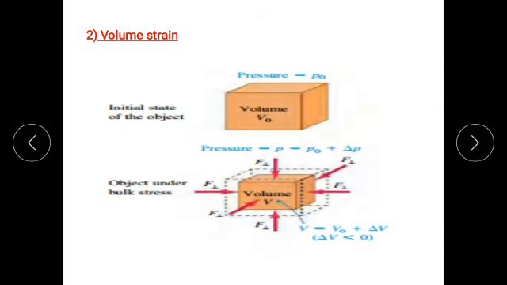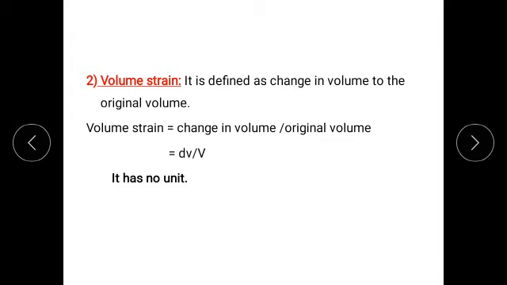And if we consider here that the original volume is V, and due to the applied force there is a change in volume denoted by dV. Therefore here we write the formula: volume strain is equal to dV upon V. And again, this is the ratio of two similar quantities, and therefore it has no unit.